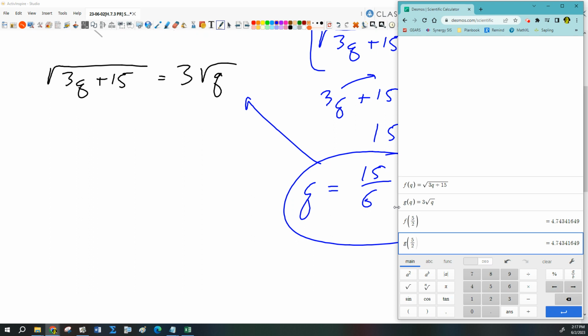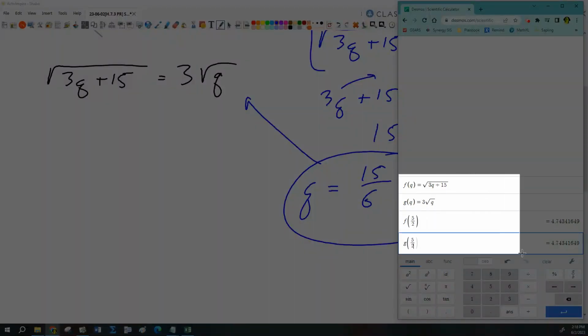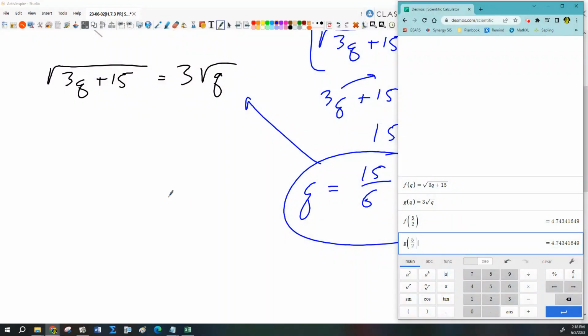Yeah, it'd be undefined, if it were undefined. And in that case, if the q were a value that made those negative, then it wouldn't be a solution. Okay. If we're looking for real solutions, at least. Okay.